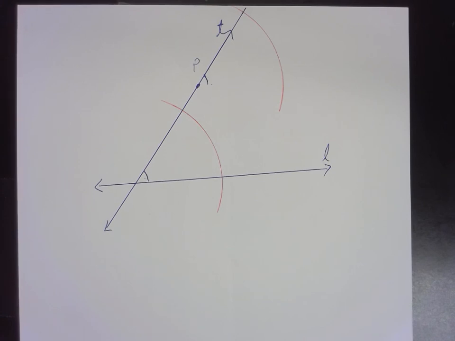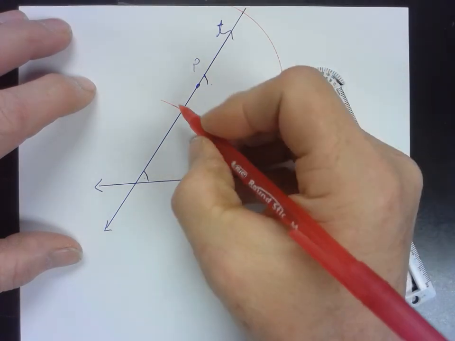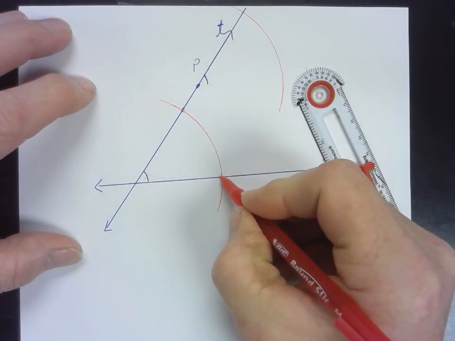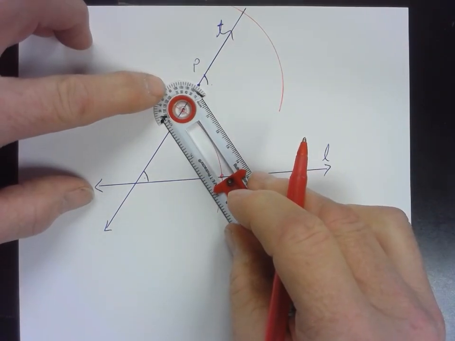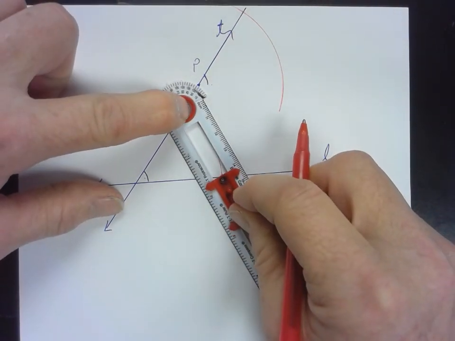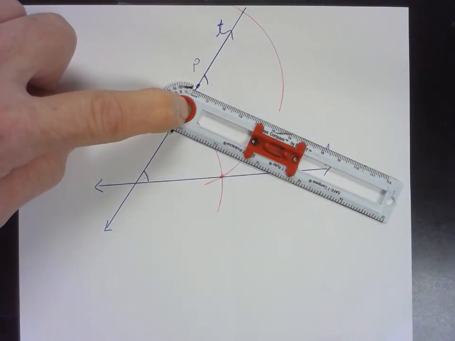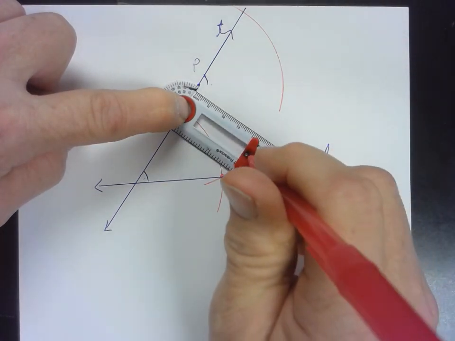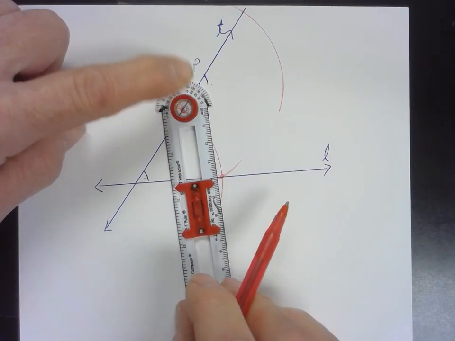Okay, have you caught up? Take your compass now. What we're going to do is measure this little distance right here. So we're going to put our compass on that intersection, and adjust it so that it's on the other intersection, like that. See this? So it looks like this.